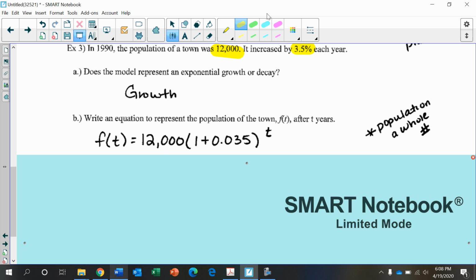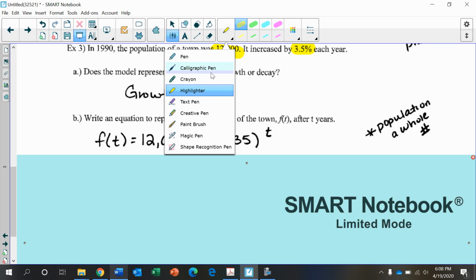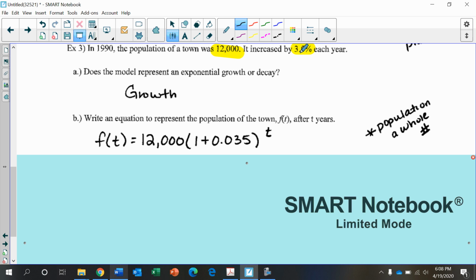Now the rate over here, this is probably the hardest thing, which is really not that hard, okay? So remember, you have a percentage here. It is a decimal already, but it's a decimal with a percentage, okay? So whenever we have a percentage, we have to move the decimal to the left, 2 places. When I do that, I get 0.035 to the t power.